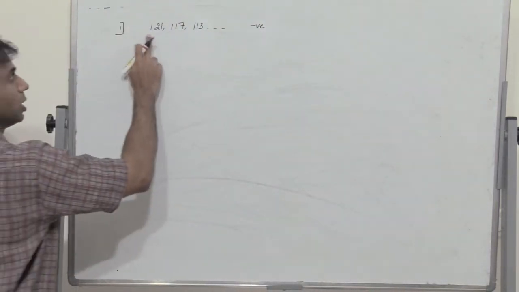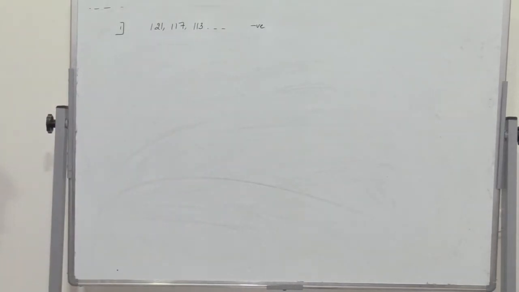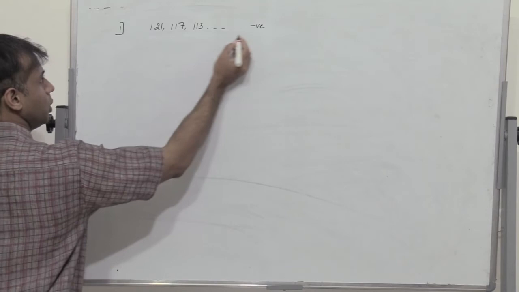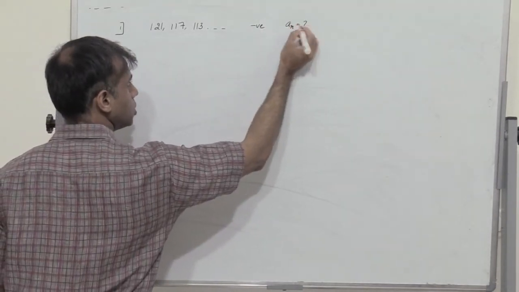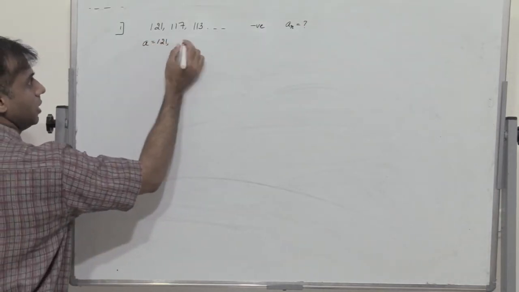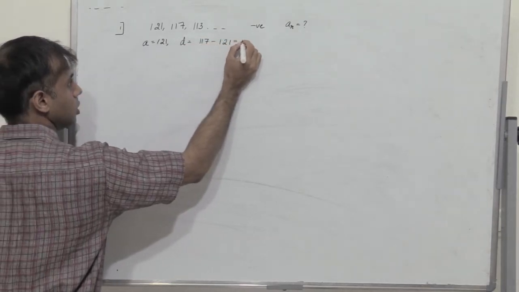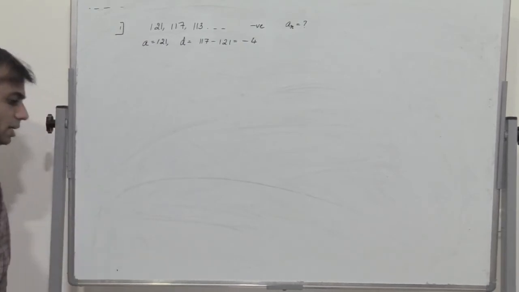Given an arithmetic progression 121, 117, 113, we need to find the first term which is negative. Right? So therefore, which term would be negative? So we need to find an, the first term which would be negative. So here a is 121, which is the first term, and d is 117 minus 121, which is minus 4. So I need to find the value of an, which would be negative.